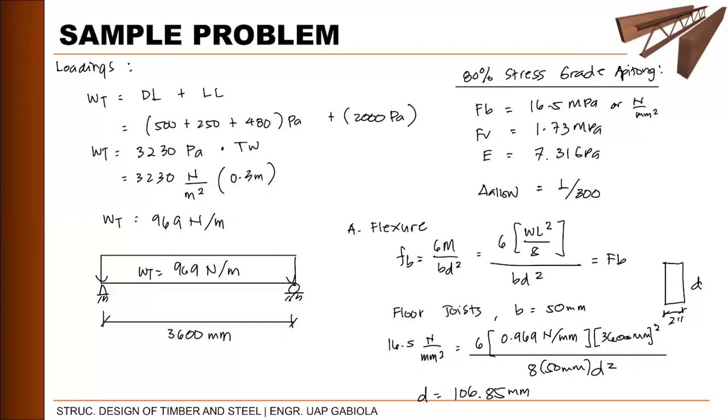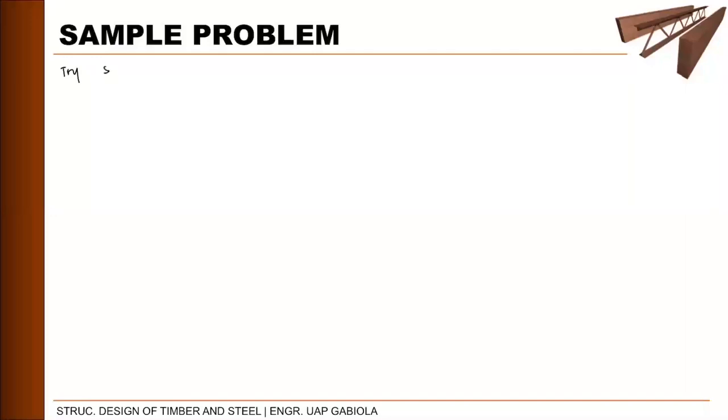Kapag ano tayo ng dimension for joist or for wood, ang increment niya lagi is 1 inch or 25 mm. So, pwede natin i-say na yung d natin is 125 mm. Okay? So, ngayon, ang itatry nating dimension is according dun sa na-calculate natin. So, let's try na dimension na 50 mm by 125 mm. Okay? So, yan yung initial section natin.